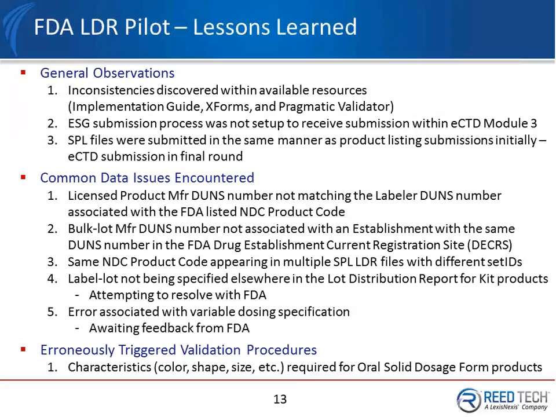So, some lessons learned and general observations. There are inconsistencies within some of the resources available with respect to how to build these files, how to build the SPL file and validate the file. There are various resources: the implementation guide, which we provided the link to earlier in the slide. There's the XForms tool, which the FDA provides mostly as a training tool; if the FDA is ever performing training or giving a webinar, they use that to illustrate some of the data. And also the Pragmatic validator, which is utilized to validate one SPL file at a time. It's a free online tool that the FDA has a contractor create.